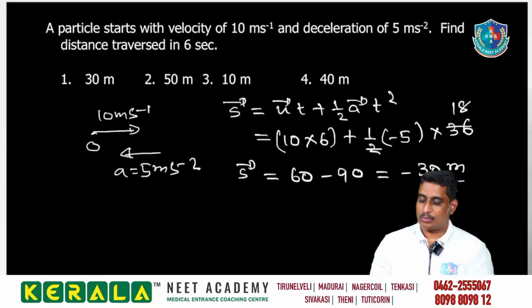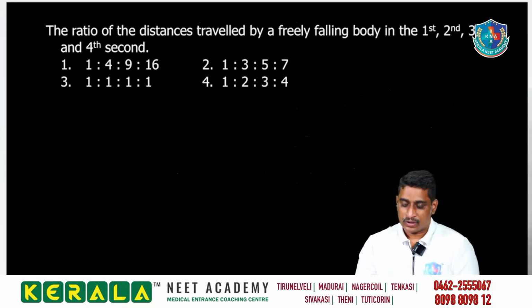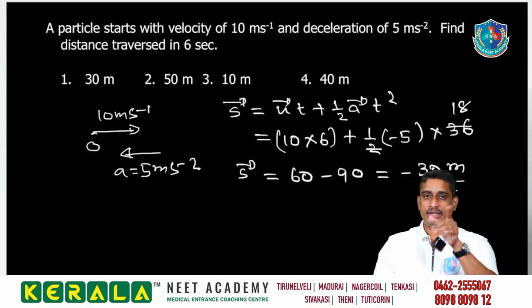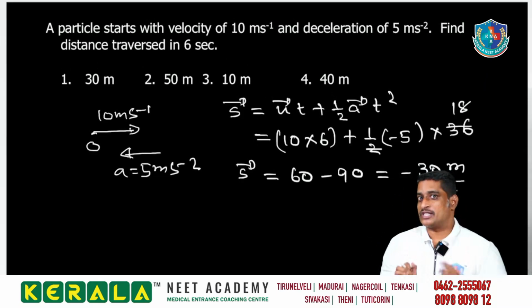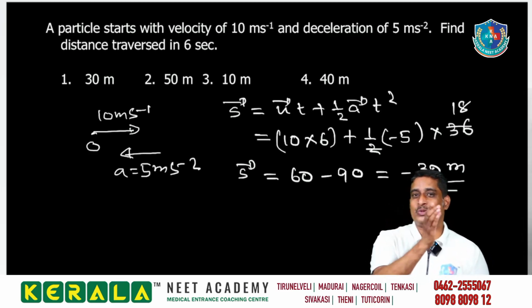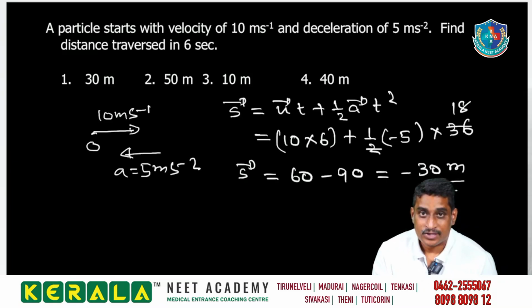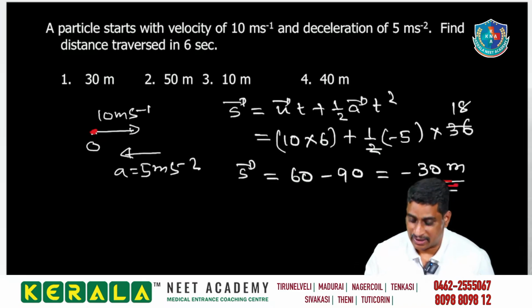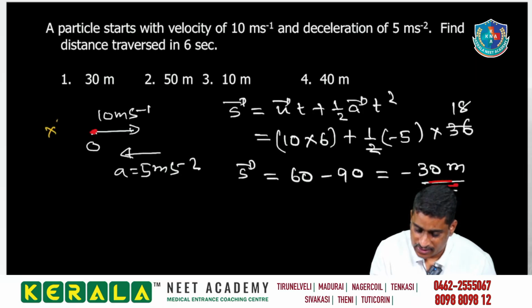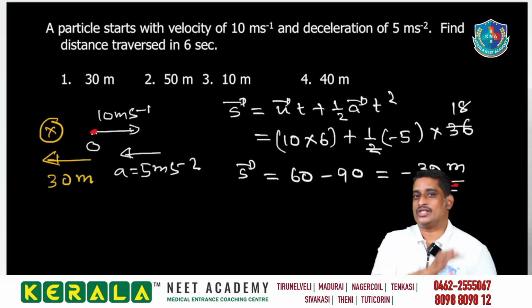In this case, that negative sign indicates the final displacement covered by the particle is along the negative x-axis. So the particle has started at the origin O. Now the final displacement we got is minus 30 meters. That means after 6 seconds, the location of the particle is somewhere here, which is 30 meters away from the origin. That is the meaning.